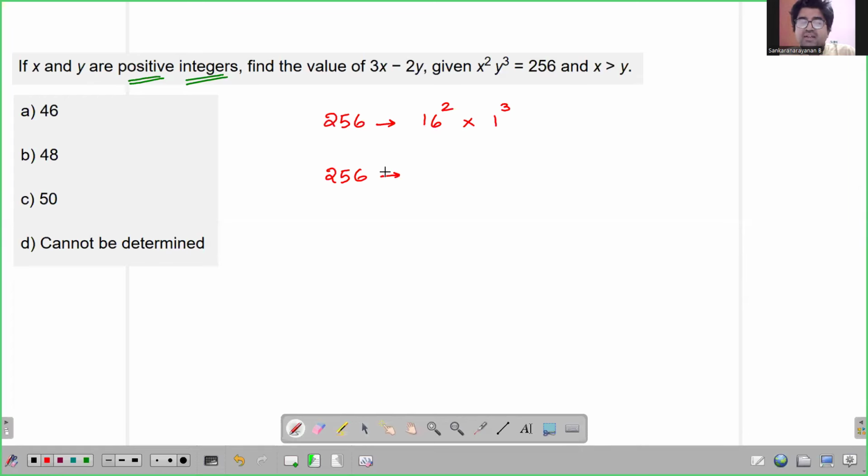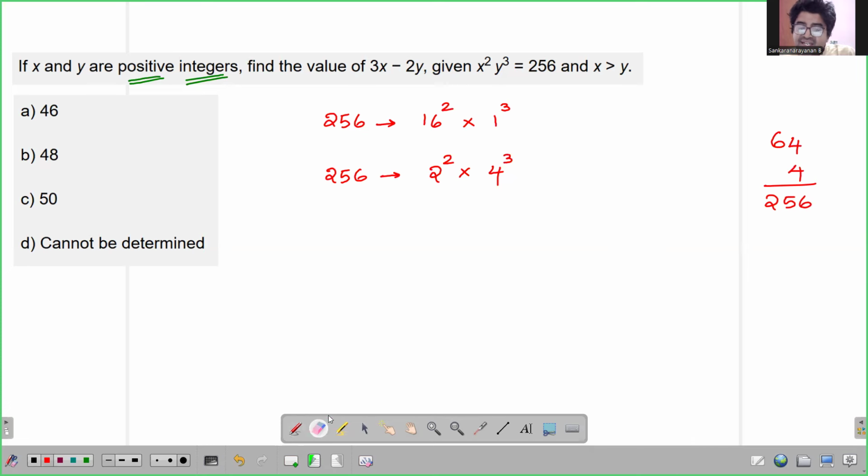So don't forget that. I can see this value can be written as, say, 2 square, that is 4, into 4 cube. 4 cube, you know, is equal to how much? 64. 4 cube is 64. 64 into 4, what I meant is 64 into 4, when I consider, is coming as 256.